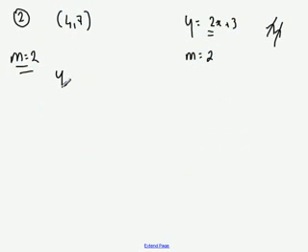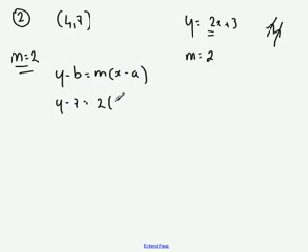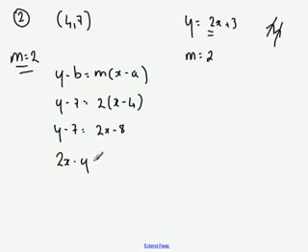With the two pieces of information we need, we have the gradient and a point. Y minus b equals m bracket x minus a is our general form for the equation of the straight line. Sub in values gives us y minus 7 is equal to 2 bracket x minus 4. Expanding out gives us y minus 7 is equal to 2x minus 8. Writing in the form ax plus by plus c equals 0 gives us 2x minus y minus 1 equals 0, and that's the equation of the straight line for question 2.